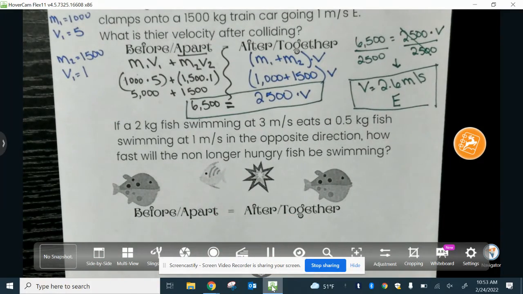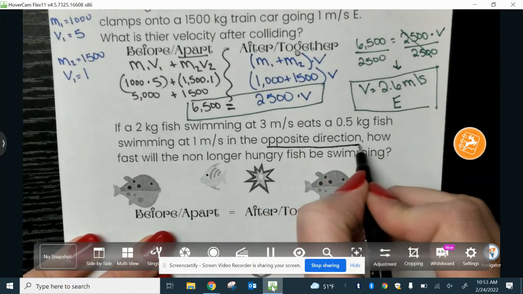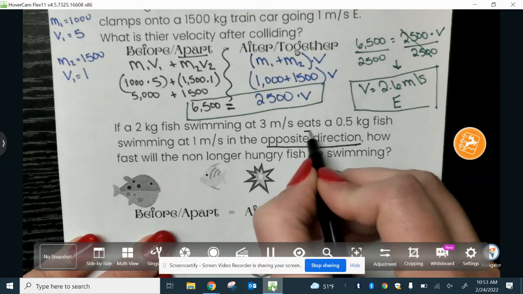All right, now we have a 2 kilogram fish swimming at 3 meters per second, eats a 0.5 kilogram fish swimming at 1 meter per second in the opposite direction. So what does that mean for the velocity if it's in the opposite direction? It's going to be negative.